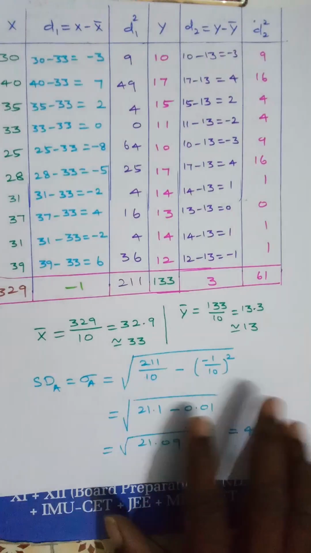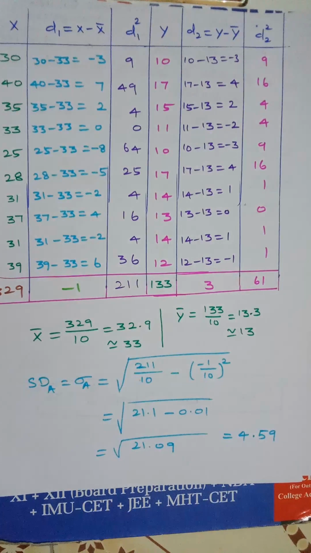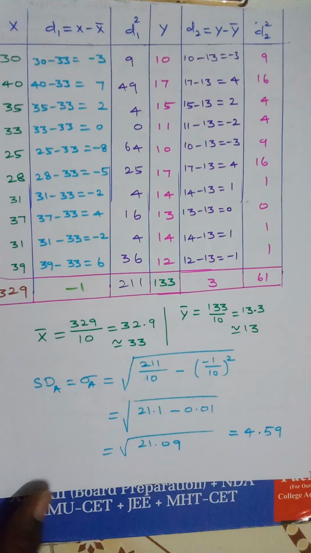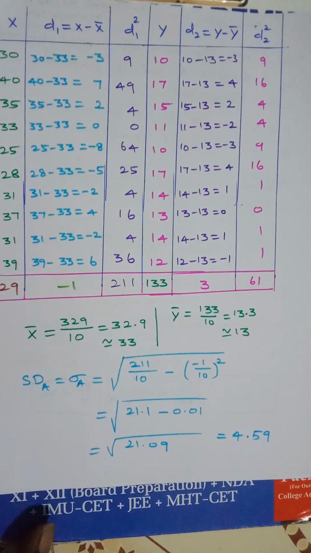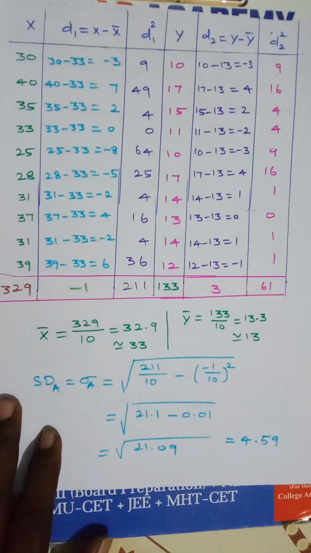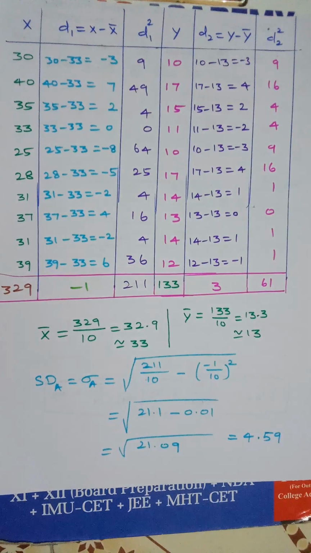Now this is the required table. Using this table you can find the solution. Please remember the required columns. Number one, given x, then d1 is equal to x minus x bar, d1 squared, and then y, then d2 is equal to y minus y bar, and the last one d2 squared. These are the required columns to solve the problem.